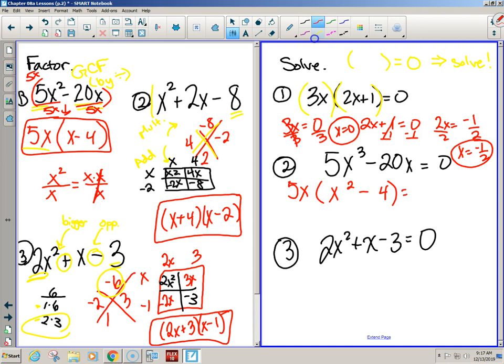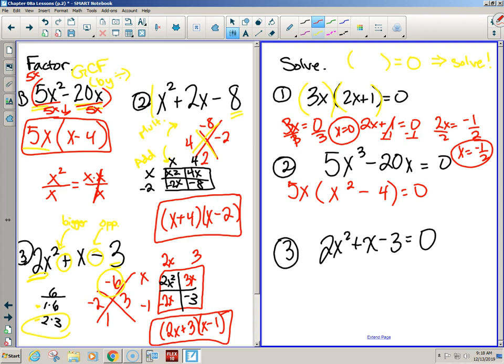Does anybody know why I changed the problem? I made it from an x squared to an x cubed. Yeah, Kayla, what do you see? Oh, because you subtracted the 1 x when you divided by 5x. Mm-hmm. And 3. I wanted this, so I did subtract because those exponent properties say when I divide I have to subtract and see what's left.